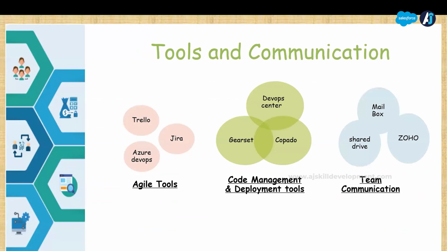Okay. So the primary objective of the POC is to demonstrate the feasibility and effectiveness of our proposed solution. Especially, we aim to automate, validate the concept, test key functionalities, assess performance, and gather feedback. To achieve this, we have used Agile tools such as Trello, Jira, and Azure DevOps. For code management and development, we have used DevOps Center, Gearset, and Copado. And for team communication, we have used mailboxes, Zoho, and ShareDrive.